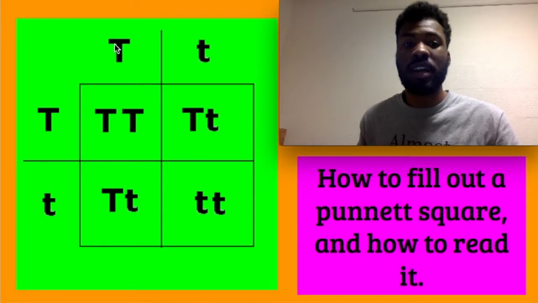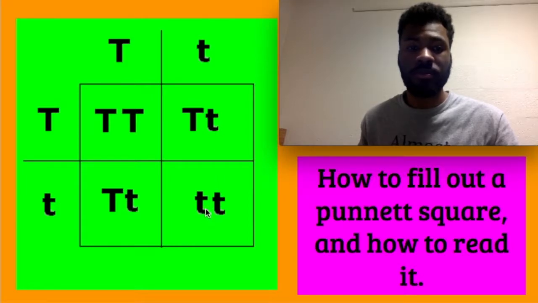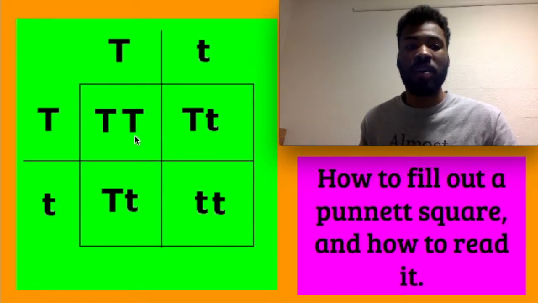So the mom's tall and the dad's tall. In order to fill this out, you take the T and you drag it down. So you have capital T, you put a capital T here, and you put a capital T here. And you go over, there's a little t. You put a little t here, and a little t here. And you do the same when you're taking it across. So instead of going down, you're just going to go across. So you have a capital T and a capital T. Here you have a little t and a little t.